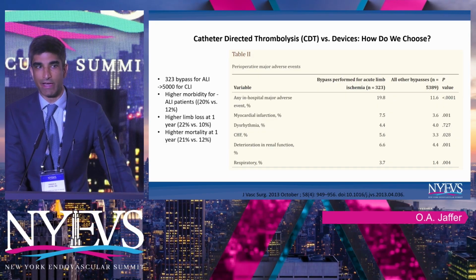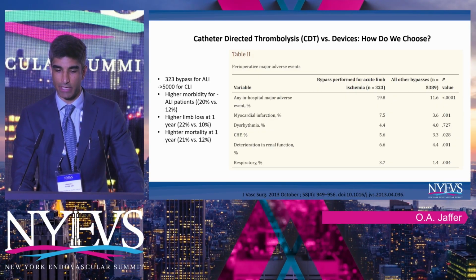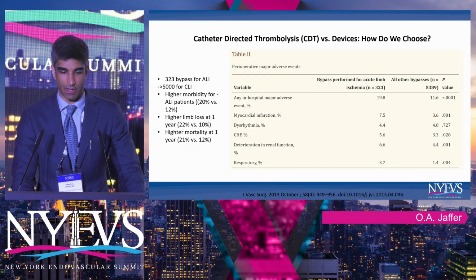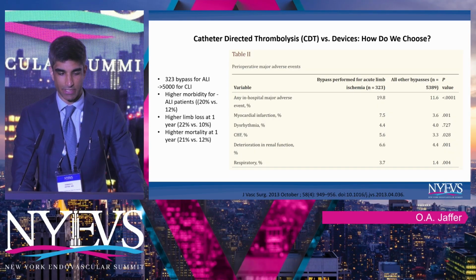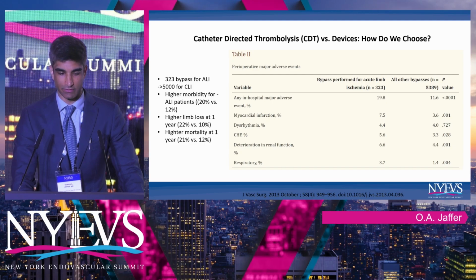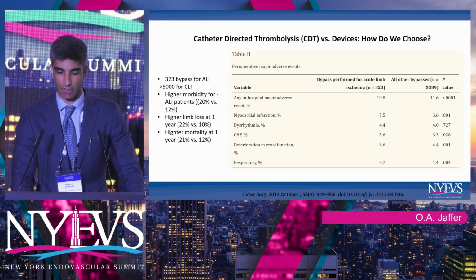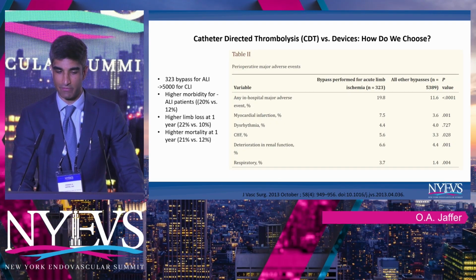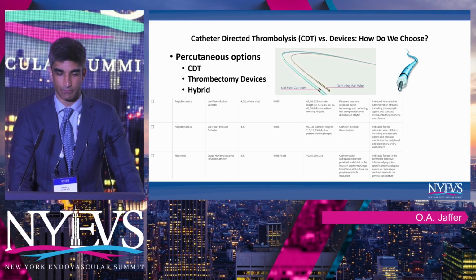This is some data from the Vascular Study Group of New England in the early 2000s looking at infrainguinal bypass for ALI as well as CLI. And what you can see is that there's clearly higher morbidity and mortality for bypass surgery in ALI patients. And again, that's driven primarily by cardiac issues, heart failure, myocardial infarction. So these are very, very sick patients, and really surgical bypass should be reserved if they failed endo.